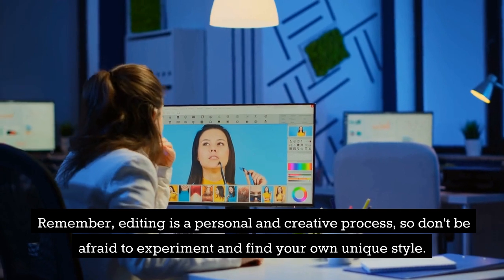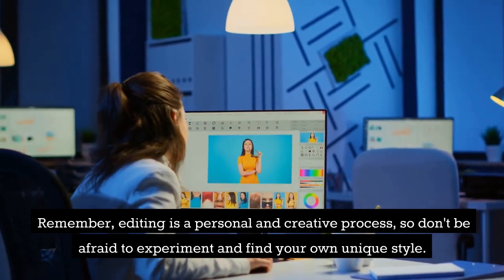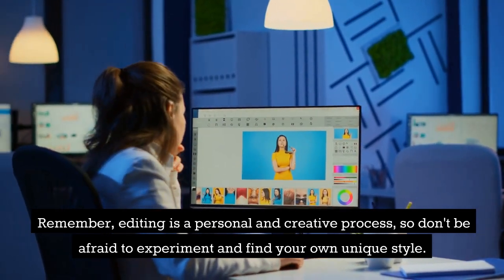Conclusion. These are the basics of photo editing and how you can make your photos look their best. Remember, editing is a personal and creative process, so don't be afraid to experiment and find your own unique style.